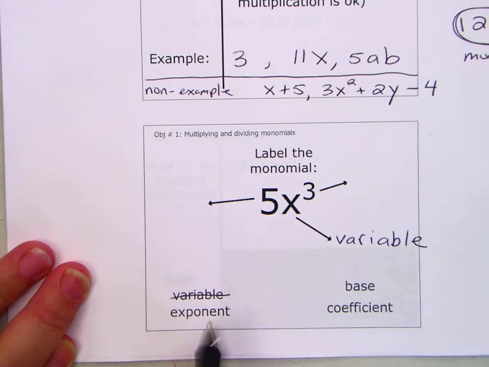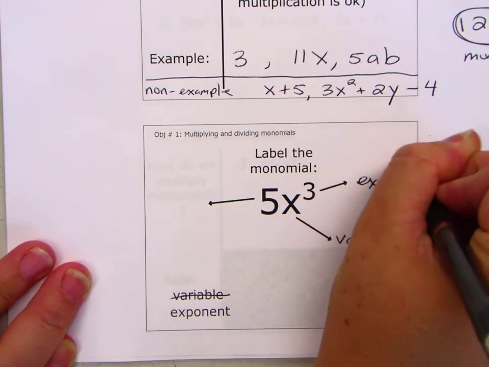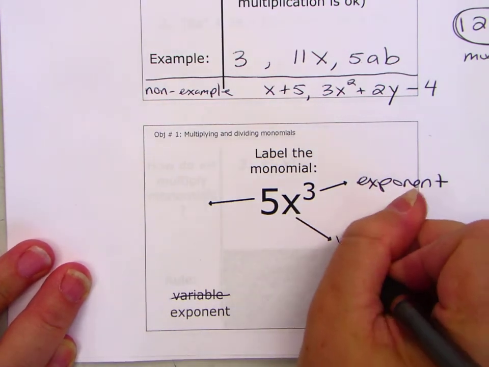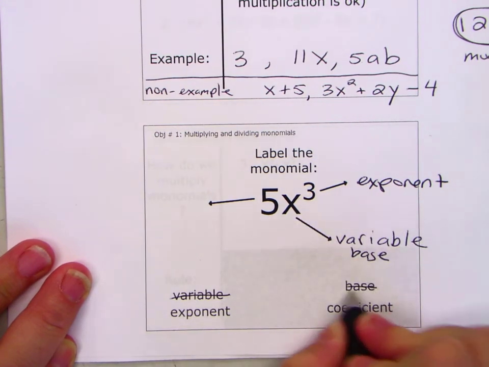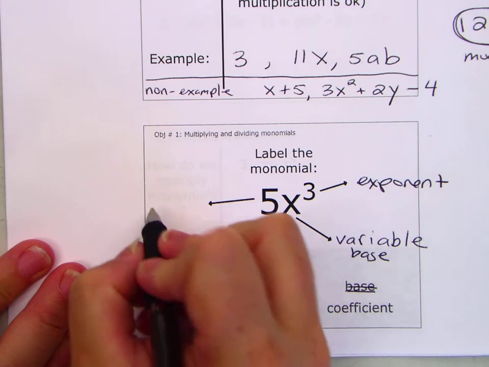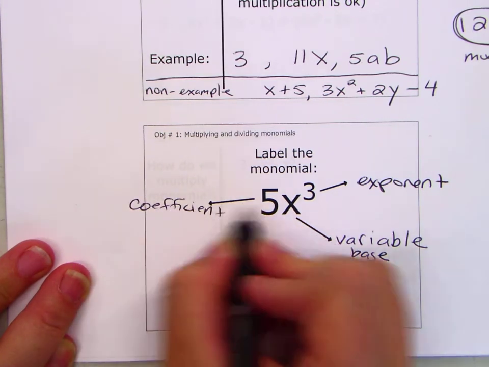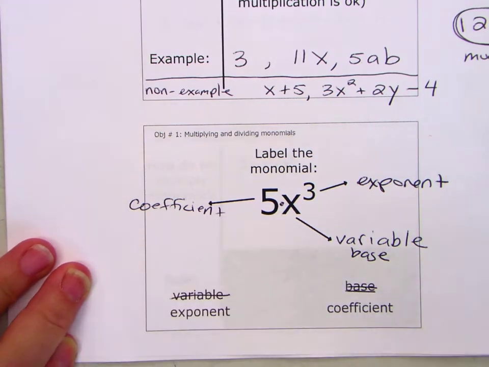Okay? Exponent. The exponent's always the little number up here. Okay, that's exponent. The base. The base is also the variable in this case. It's the number that's being raised to an exponent. Okay? Last is the coefficient. The coefficient is always the number in front of x. These are multiplying. So the number multiplying x.